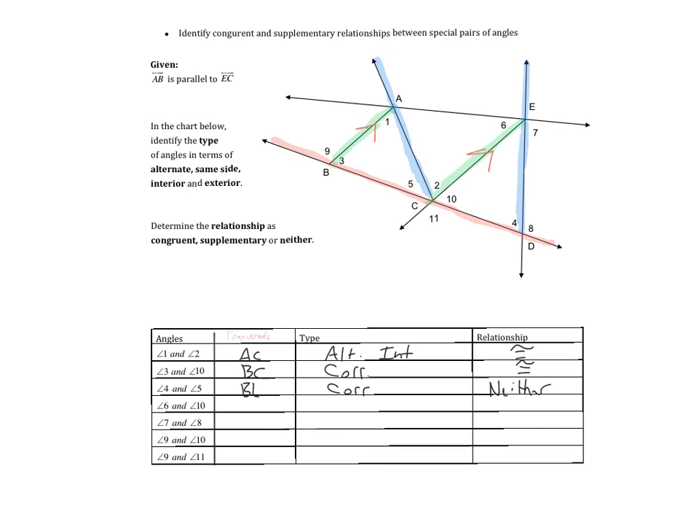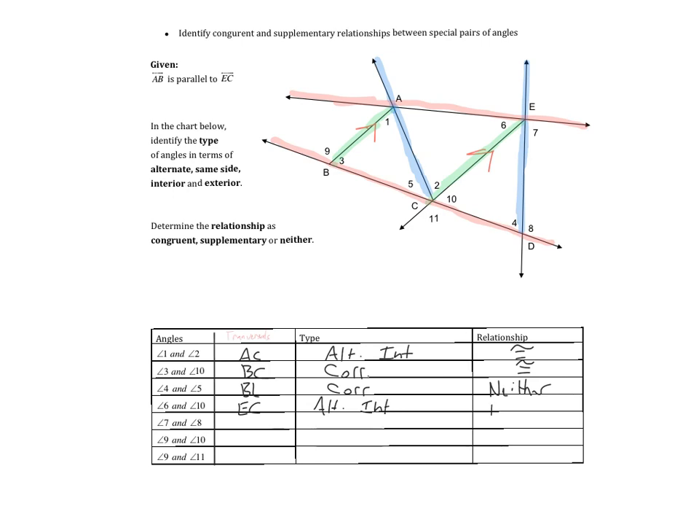Now, for 6 and 10, let's take a look at those. Oh, I still got to mark that one in red. So this one right here will be marked in red. So now we're comparing 6 and 10. So these are split by this transversal. So the transversal now is EC. And these seem to be like they're attempting to be alternate interior angles, which they are.